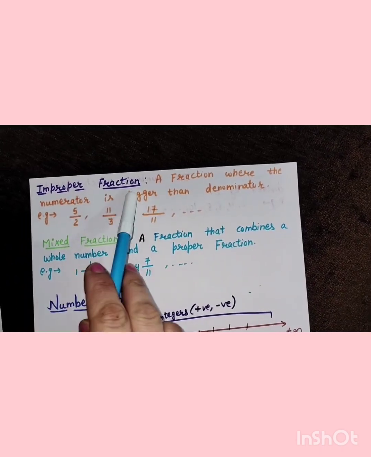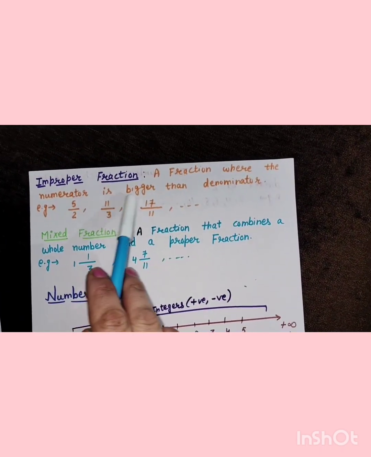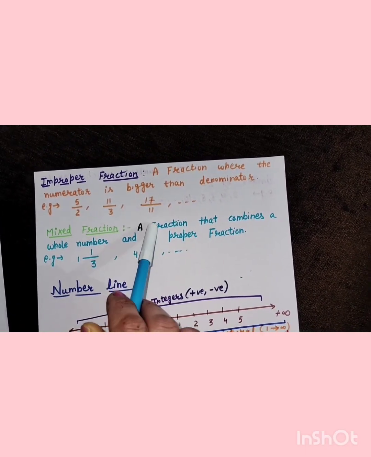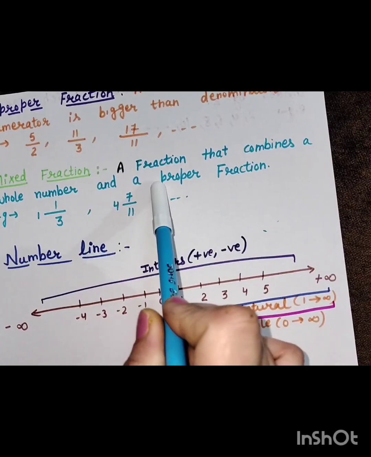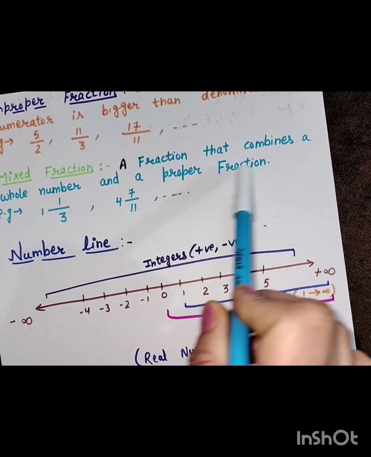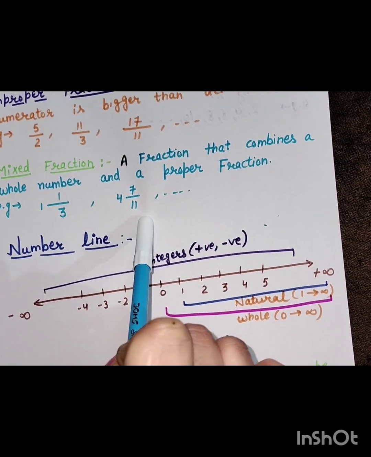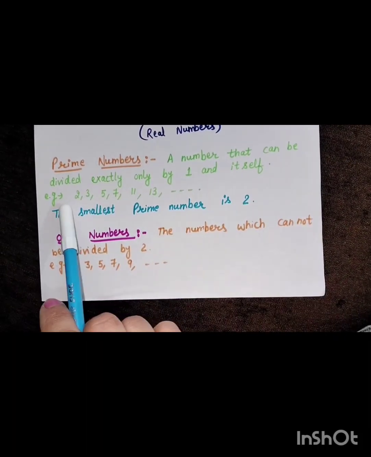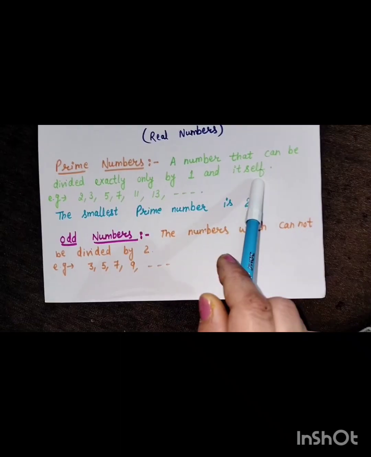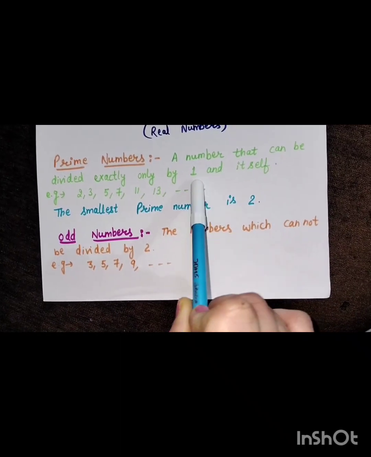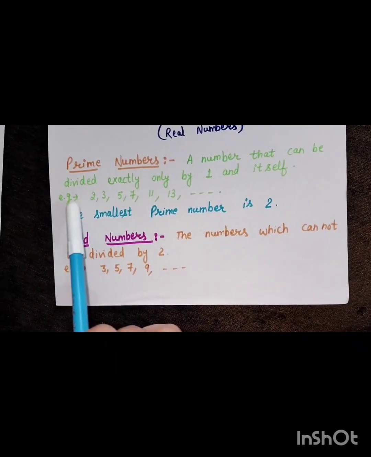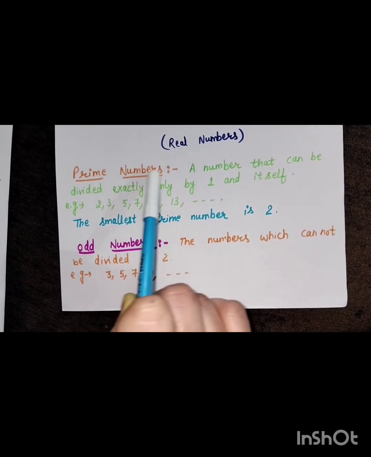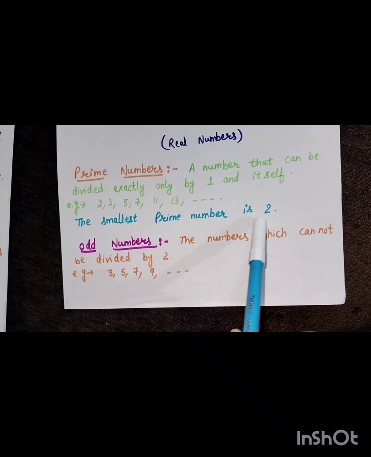Now next one is improper fraction, a fraction where the numerator is bigger than the denominator. For example, 5 upon 2, 11 upon 3, 17 upon. Next one is mixed fraction, a fraction that combines a whole number and a proper fraction. These are the examples of mixed fraction. Now next is prime numbers, a number that can be divided exactly only by 1 and itself. जो number सिर्फ खुद से divide होगा या 1 से divide होगा वो number है prime number. For example, 2, 3, 5, 7, 11, 13, etc. are the examples of prime numbers, and the smallest prime number is 2.